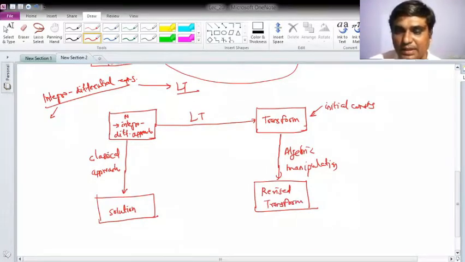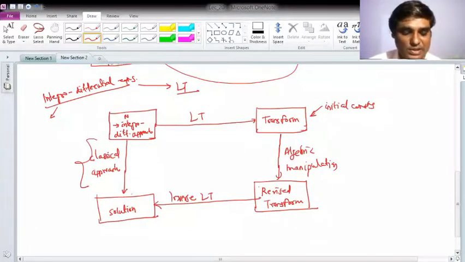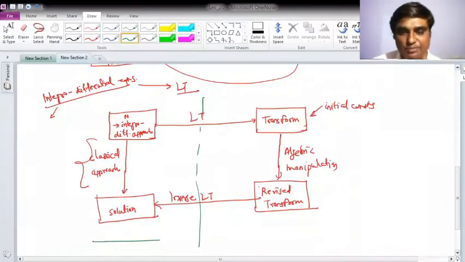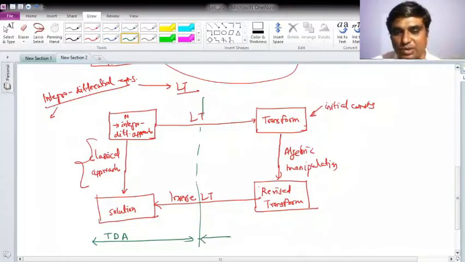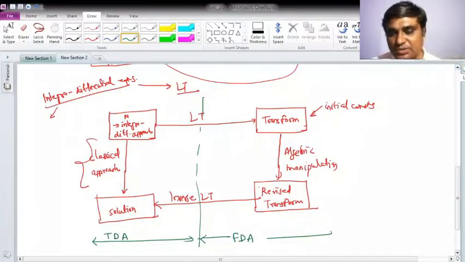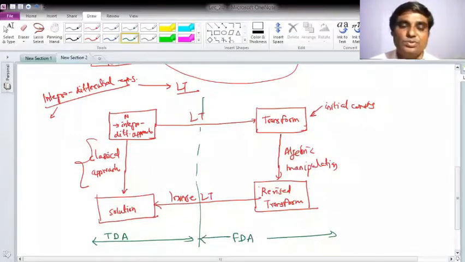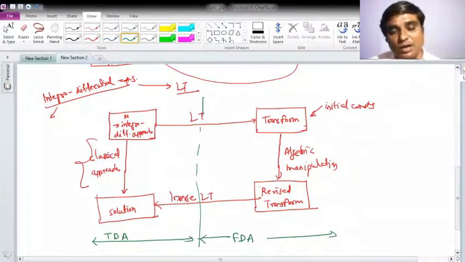Once I have revised it, in order to get the same solution in the time domain, because this is in the Laplace domain, I have to get it in the time domain. So I will use the inverse Laplace transform, so that I get the same solution which I obtained from the classical approach. So this left part is called your time domain approach, and this part is called your frequency domain approach, right? We can analyze this circuit in two ways, time domain or frequency domain.